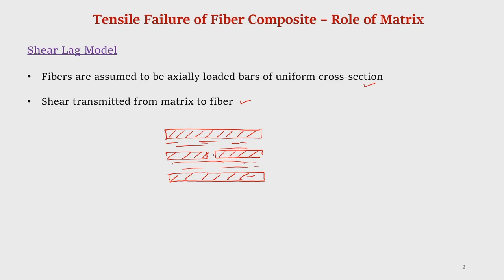Suppose we fix our coordinate system like this, say this is x, this is y. Suppose they are together, experiencing an axial tensile load. Since this fiber breaks, the displacement of this fiber we consider as UF. And suppose the displacement of the adjacent intact fiber is U. We are only considering the x component of displacement. When we say displacement, U, UF, these are the x components of displacements.